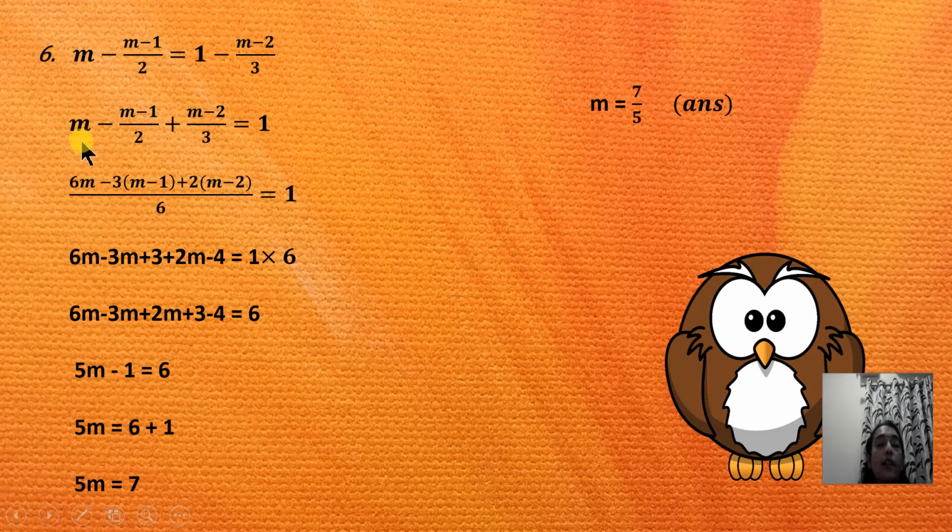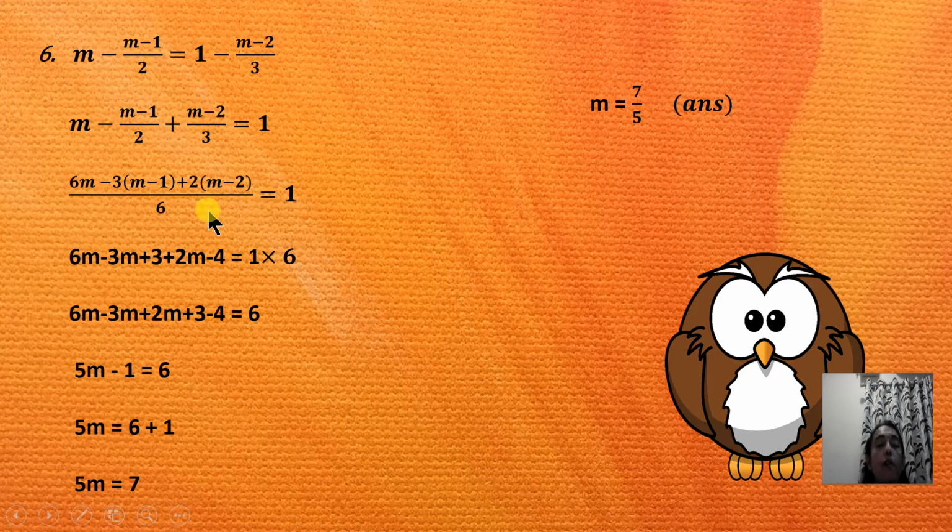Now here there is 1 in the denominator. So 1 into 6 is 6. So I multiply the numerator with 6. So 6 into m is 6m. Minus, 2 threes are 6, so I multiply this numerator with 3. So minus, because there is a negative sign here, minus 3 into (m minus 1), and 3 twos are 6, so I multiply the numerator with 2 also. Because there is a plus sign here, so plus 2 into (m minus 2), which is equal to 1.